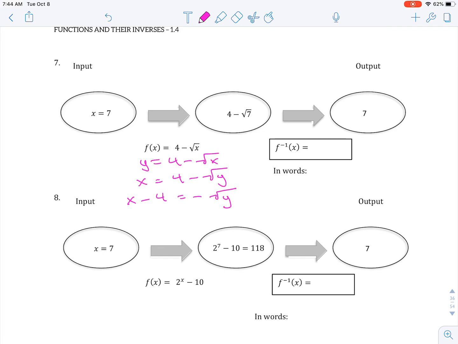Now, what makes this problem tricky is the negative y. So how do we get rid of a negative y? Well, we multiply by negative 1. And when I multiply by negative 1, this is a long problem, so I'm going to have to go up here. I'm going to have negative x plus 4 is equal to the square root of y. And then I need to square the entire quantity.